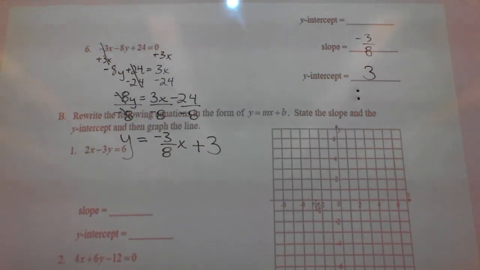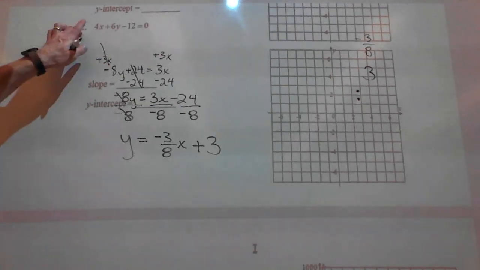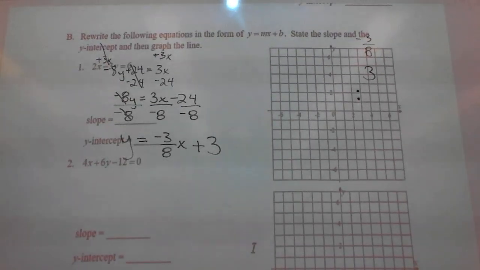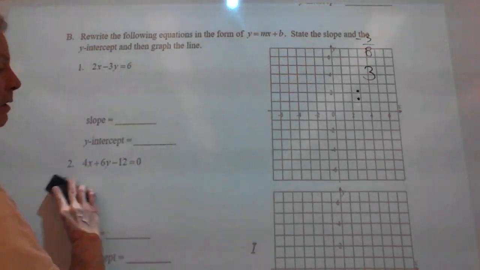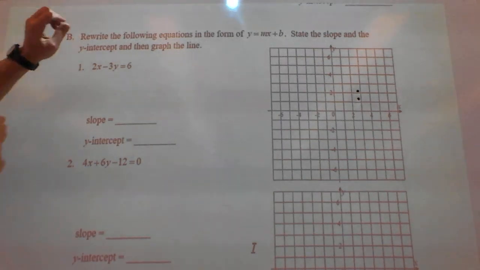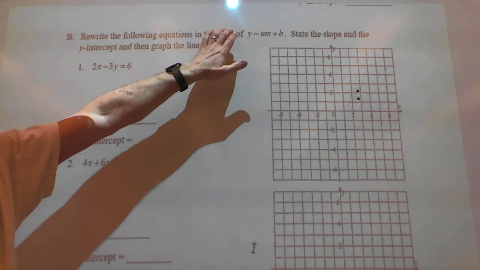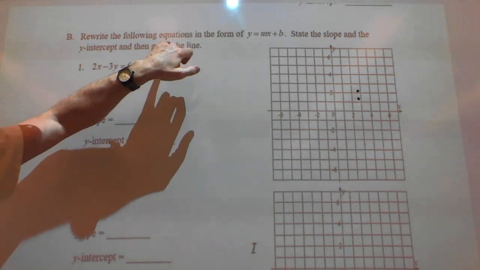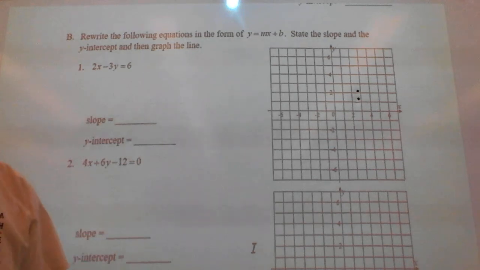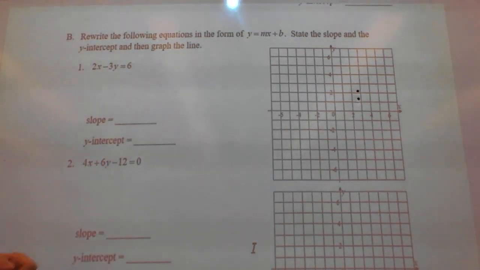Okay? And for our last question of the day, we're going to do that. Okay? We'll do number 2 here. So the instructions are to rewrite the following equation in the form y equals mx plus b. In other words, isolate y. Once you've isolated y, then you can very simply graph the line because you'll have the y-intercept and the slope. Okay? So we'll do this one because it looks meaner.